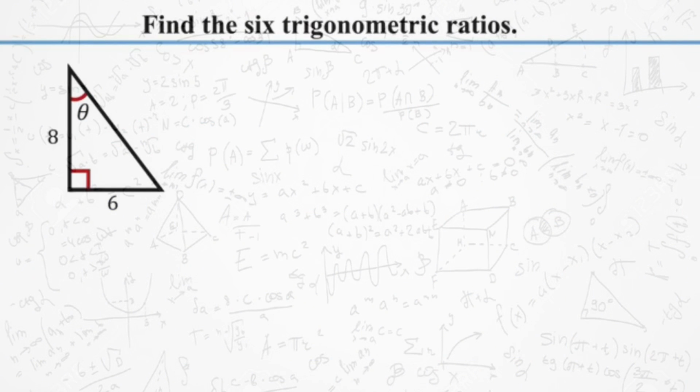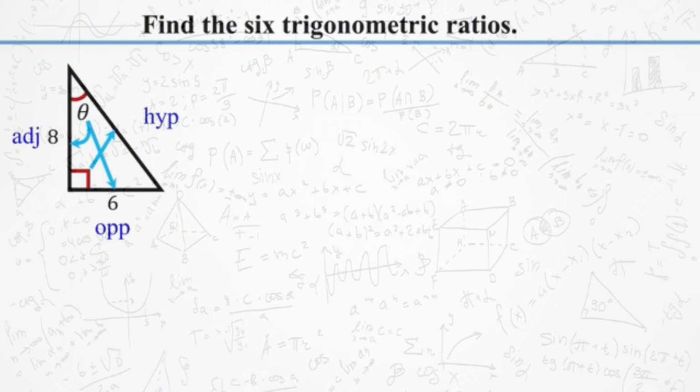In this example, we were given the lengths of all three sides. But what if we only know the lengths of two sides? What should we do? In this case, as before, the first step is to label the sides with respect to the angle theta. Opposite the right angle is the hypotenuse. Opposite the angle theta is the opposite side. And the remaining side is the adjacent side.